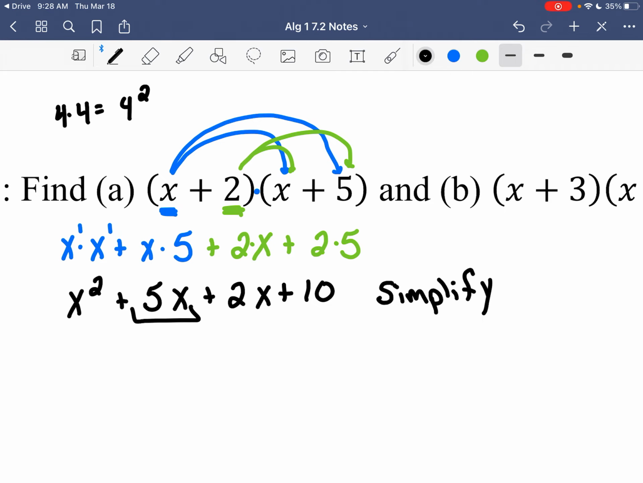So this is a 5x and this is a 2x. They both have the same variable part, both x's. So I can add 5x plus 2x is 7x. But I can't really do anything else with the rest of this. So I have x to the second plus 7x plus 10.